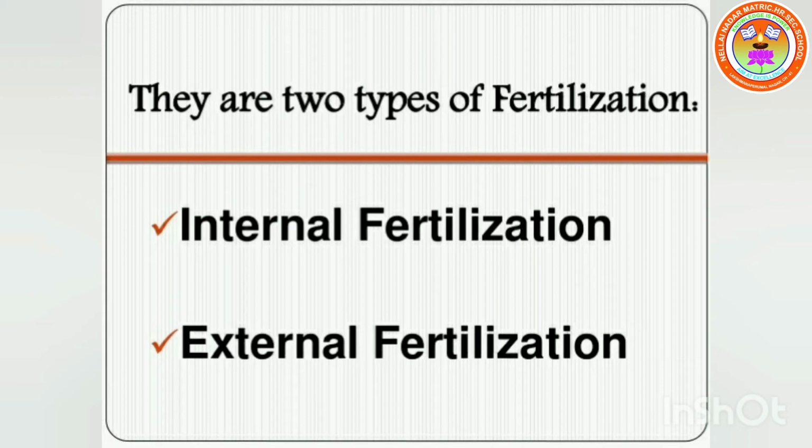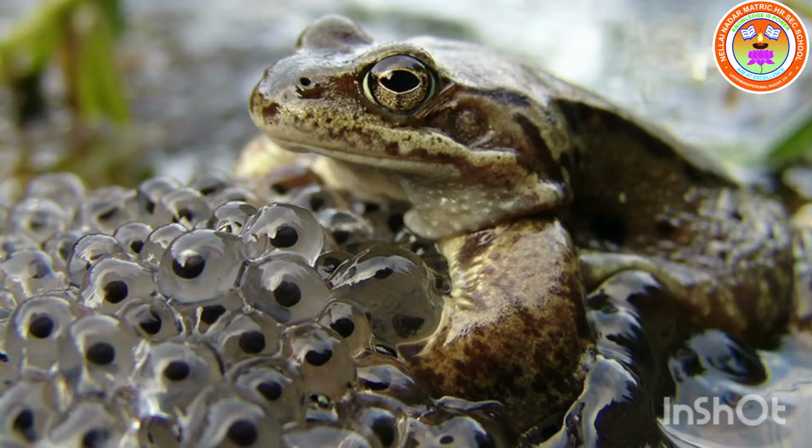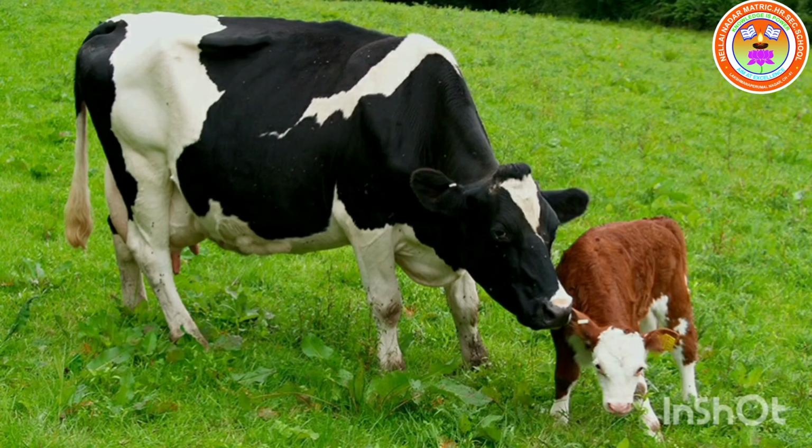Fertilization in animals takes place in two ways. They are internal fertilization and external fertilization. External fertilization takes place outside the animal's body. It usually takes place in aquatic environments where both eggs and sperm are released into the water. Fertilization in frogs and fish takes place by this method. When the fertilization takes place inside the animal's body, it is called internal fertilization. Internal fertilization takes place in animals like cat, dog, cow, etc.